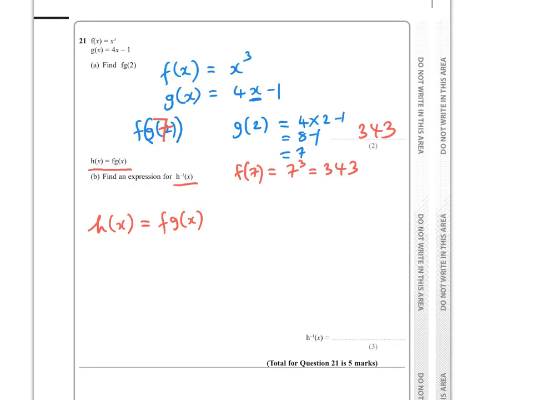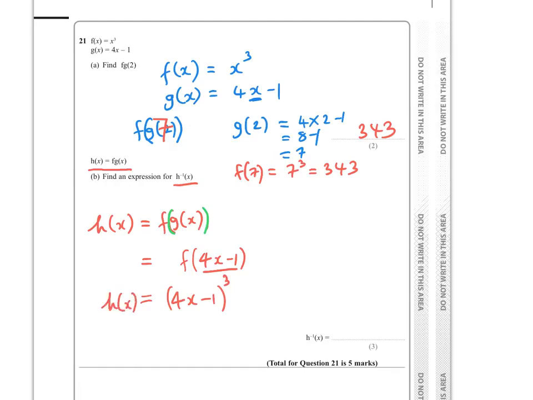Well, g of x we know is 4x minus 1. So we've basically got to work out what f of 4x minus 1 is, because don't forget, we work from the inside to the out. So I'll just change the colour of this so you can see. So wherever we see an x in the function f of x, we just replace it with 4x minus 1. So that will be 4x minus 1 all cubed.